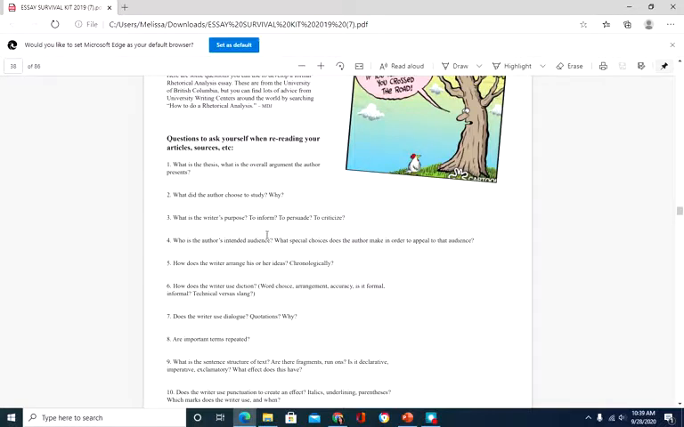What was the writer's purpose? Did they just want to inform us of some information, or did they want to persuade us, or did they want to criticize? Is it cultural criticism of some type? In all of these cases, it's persuasive. Even if, because remember what I said earlier, rhetoric is simply persuasive language, and all language is persuasive.